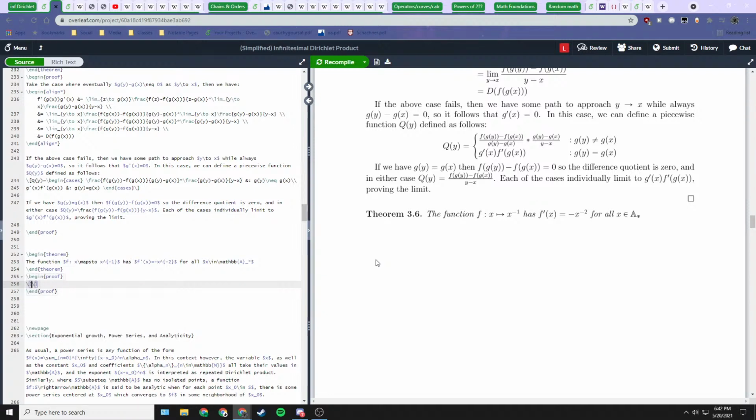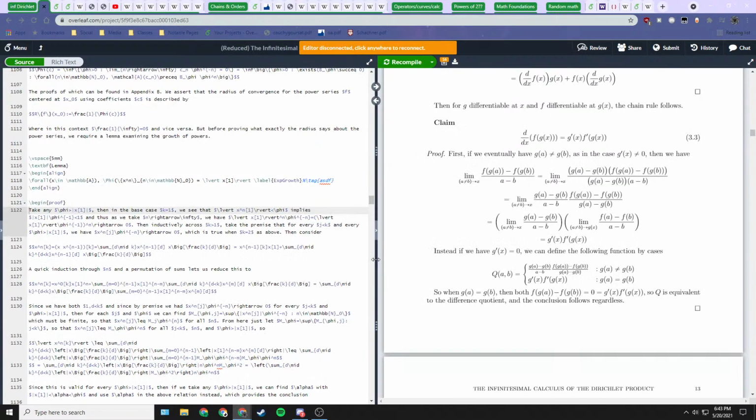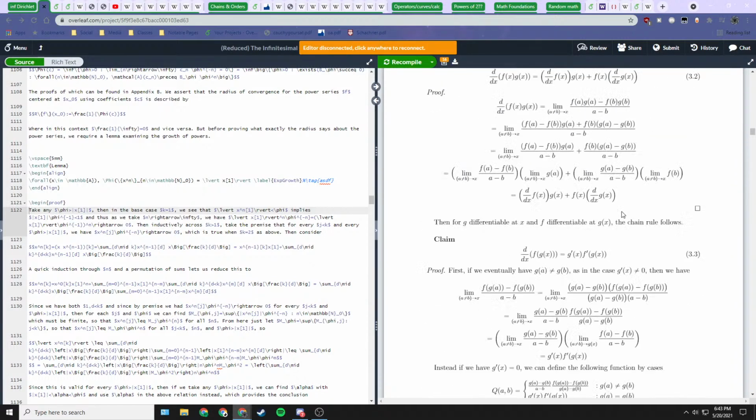So we just have the limit as y goes to x of y inverse minus x inverse, divided by y minus x. Well, we can just, let's see, I think we can, how do they do this over here? Because I have a really slick proof.